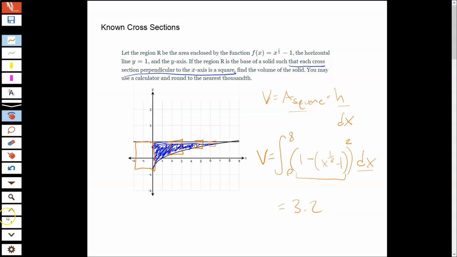Okay, let's look at another example. So what we will see is that our integral depends on the shape of these cross sections. So it doesn't have to be a square. Here it says isosceles right triangle.